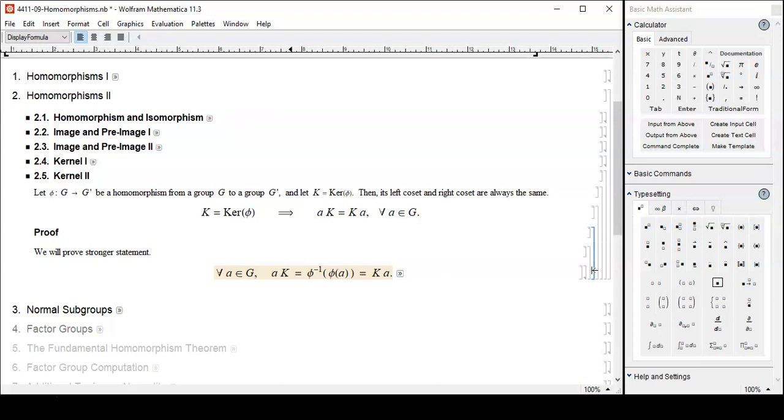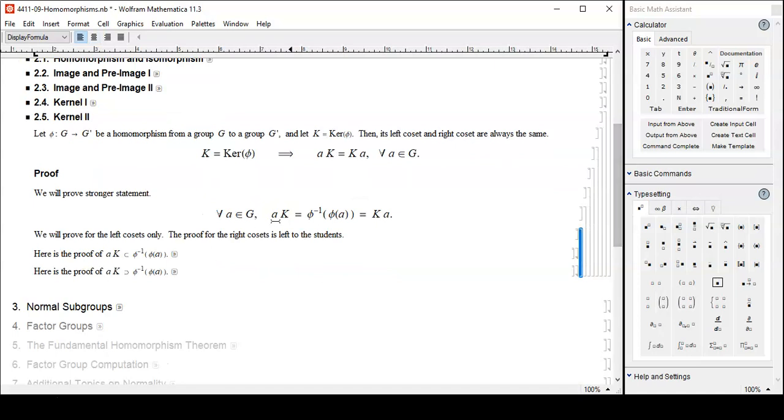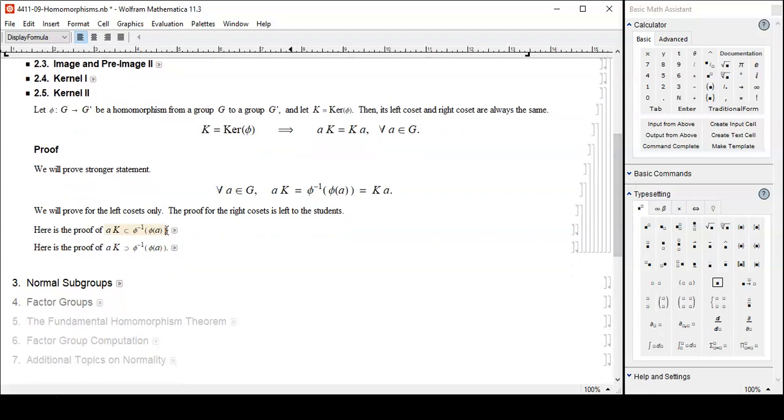Now, how do we prove this? We're going to prove just the left coset. We have to prove that these two sets are the same. So we have to prove one inclusion: the left coset aK is a subset. And then we prove the other inclusion: aK is a superset, so that these two are the same. And how about the other one? The technique will be the same, and that part is left to the students. Okay, here we go, the first part.